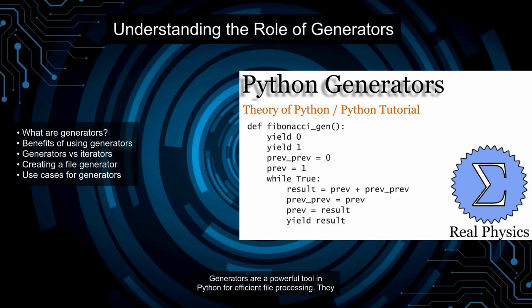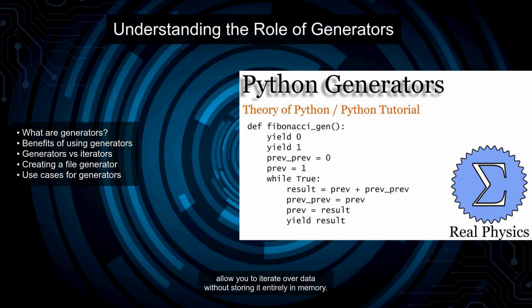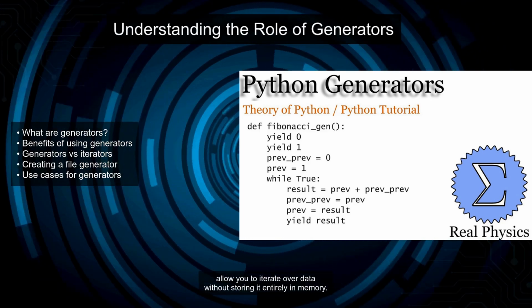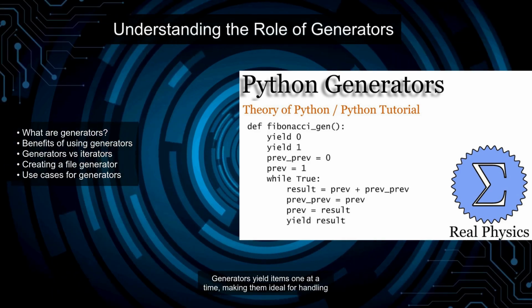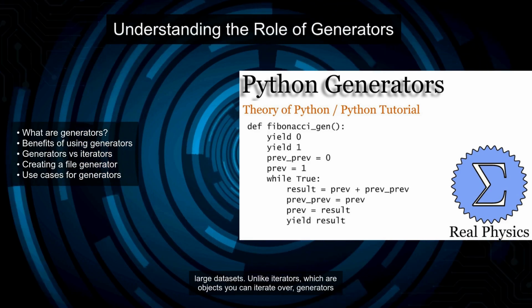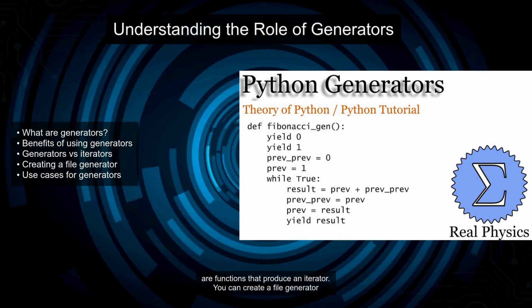Generators are a powerful tool in Python for efficient file processing. They allow you to iterate over data without storing it entirely in memory. Generators yield items one at a time, making them ideal for handling large datasets. Unlike iterators, which are objects you can iterate over, generators are functions that produce an iterator. You can create a file generator using the yield keyword.